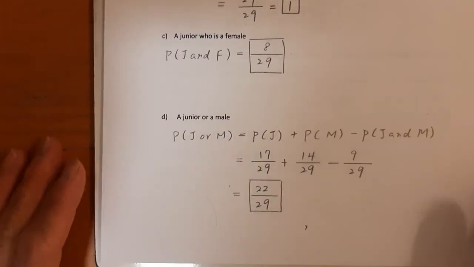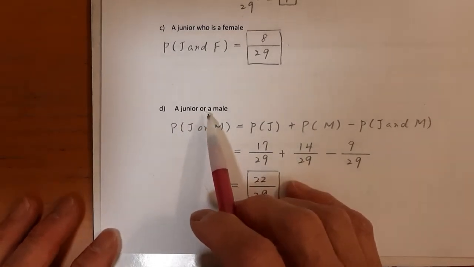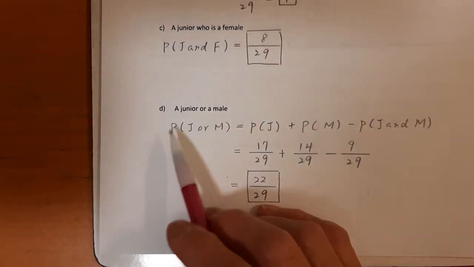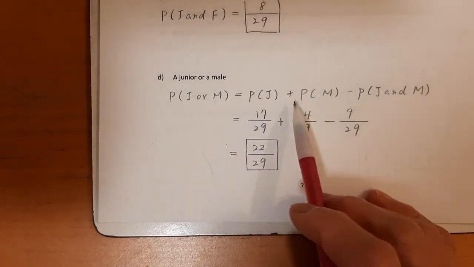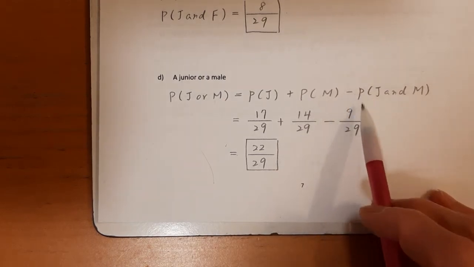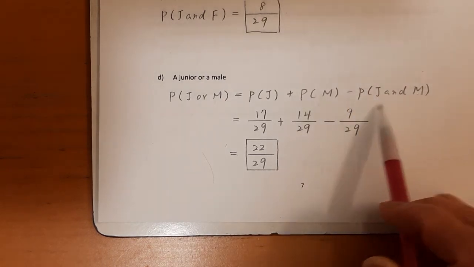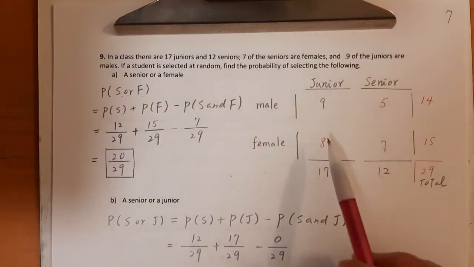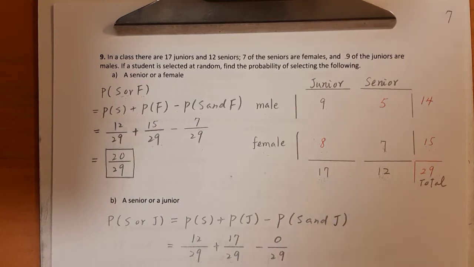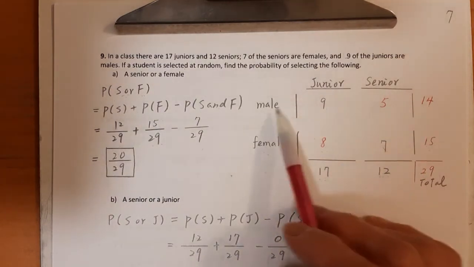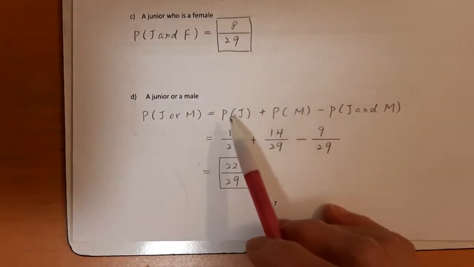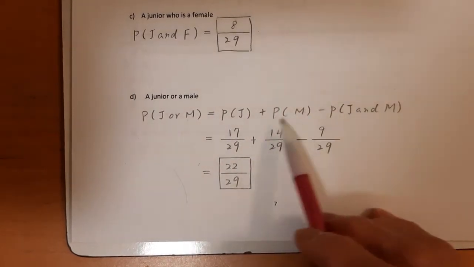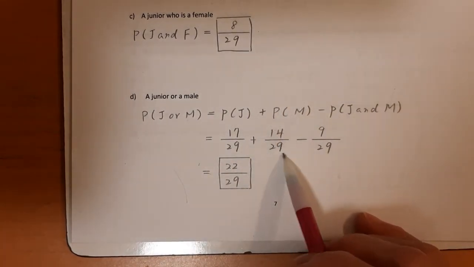And D, a junior or a male. So we want the probability of junior or male. So that equals probability of junior plus probability of male minus probability of junior and male. Junior has 17 and male has 14. So the probability to get junior is 17 out of 29. Probability to get male is 14 out of 29.